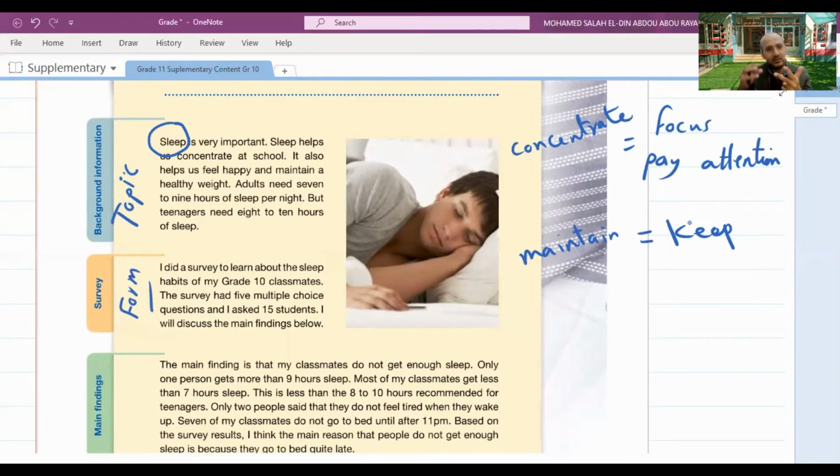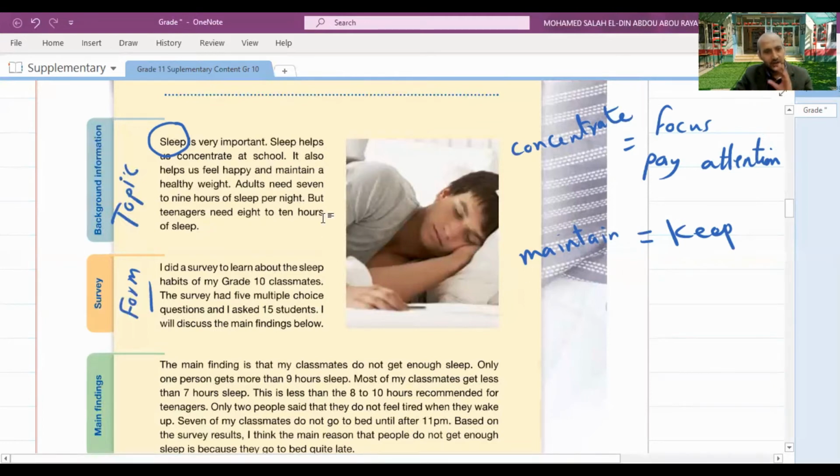Then he talked about how adults need 7 to 9 hours of sleep per night, but teenagers, your age, need 8 to 10 hours of sleep. So now on the first paragraph, we talked about the topic of our survey.